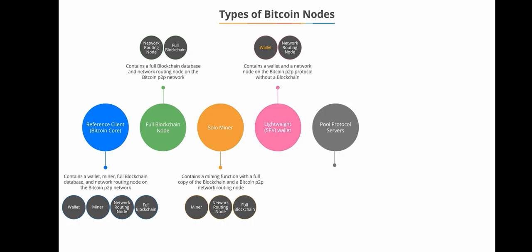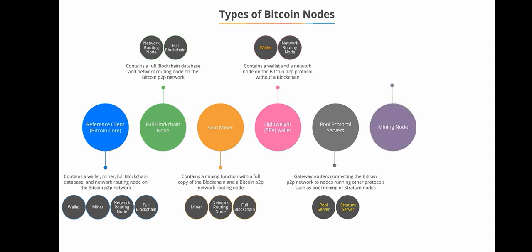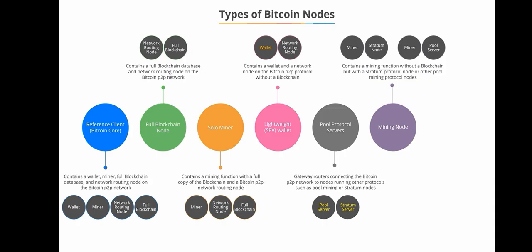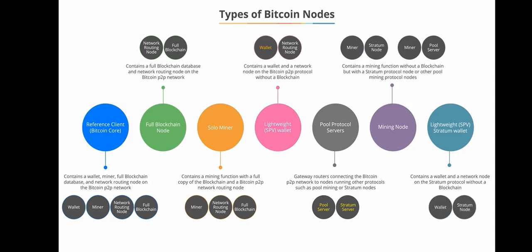Next are the pool protocol servers. These are gateway routers connecting the Bitcoin P2P network to nodes which are running other protocols such as pool mining or stratum nodes. Then we have mining nodes. Mining nodes contain a mining function without a blockchain, but with a stratum protocol node or other pool mining protocol nodes. Lastly, we have a lightweight Stratum wallet. This contains a wallet and the network node on the Stratum protocol without a blockchain.